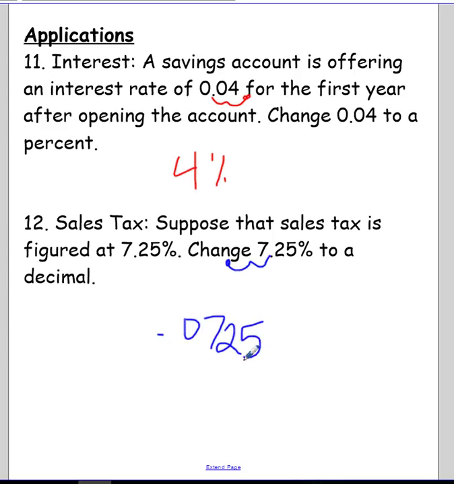If you forget or aren't quite sure if you need to move 2 spaces to the left or 2 spaces to the right, go back to that idea of the number 1 being equal to the whole thing or 100%. And that should help you double check yourself on which way the decimal needs to go.